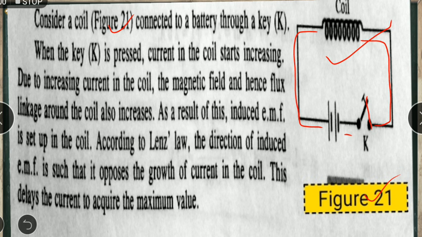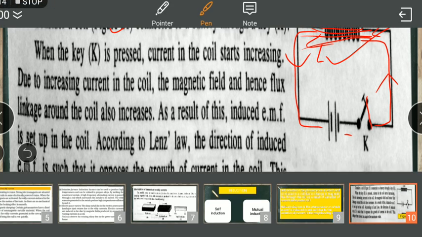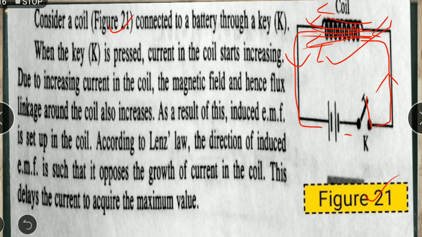Okay, next what happens if we press this key? Current in the coil starts to increase. If current increases, magnetic flux linking through the coil also increases. Okay, as a result of this, what we can say, EMF will be set up in the coil.